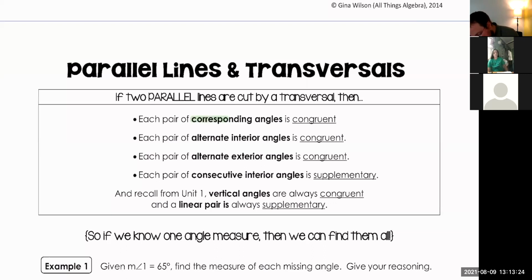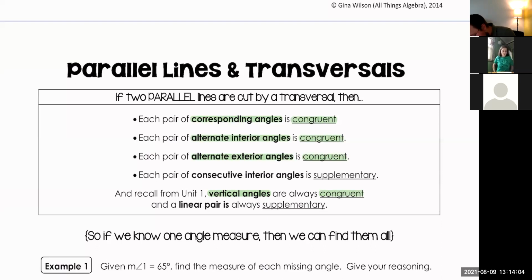So each pair of corresponding angles is congruent. Alternate interior angles are congruent. Alternate exterior angles are congruent. I'm going to jump down here real quick. Recall from unit 1, recall from last week, vertical angles, which are angles that share the same vertex and go exactly the opposite direction, are congruent.